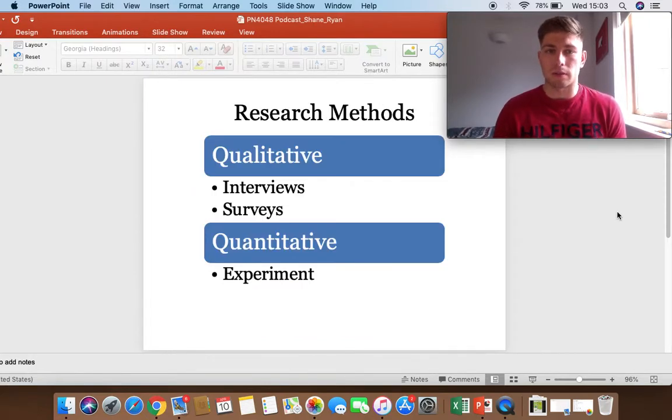The research methods, so there's going to be both qualitative and quantitative. So there's interviews and surveys. The interviews will be semi-structured with teachers, and the surveys once again will be for teachers. And then I'm going to carry out an experiment, which is quantitative.